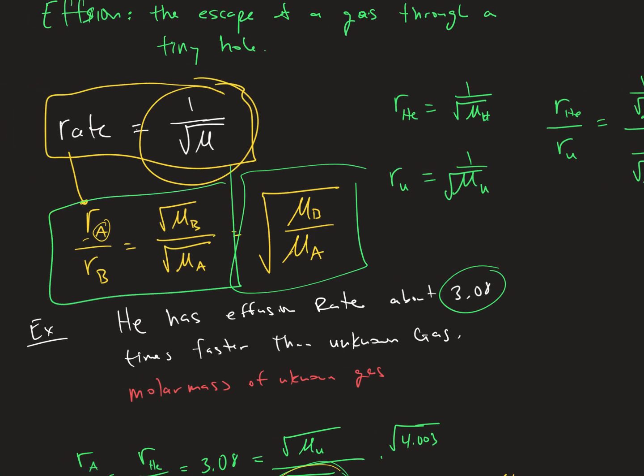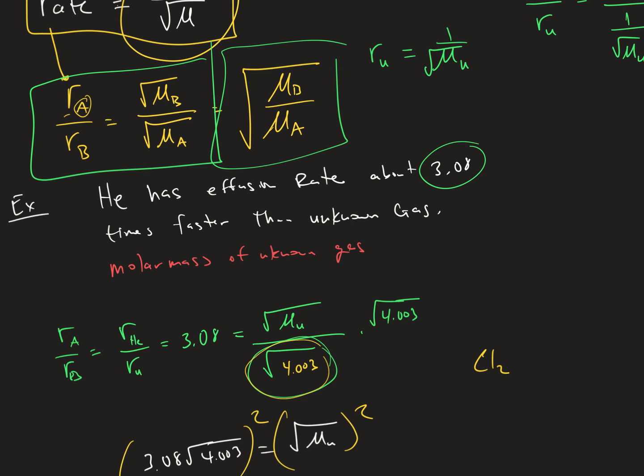Do we put the larger gas on top because we can't get a decimal point for an atomic mass? We put the larger gas on top because this number right here is greater than 1. If it says the rate of helium is half the rate of the unknown gas, we put the unknown gas on top because a half is smaller than 1. Does that make sense?